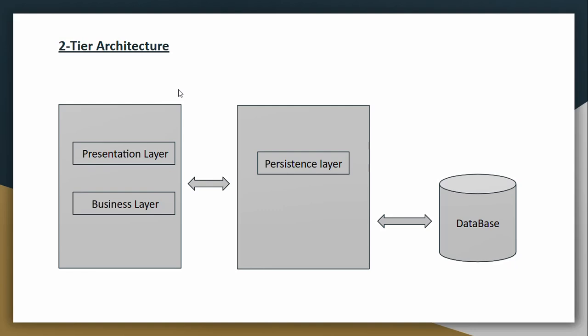two-tier architecture. In the case of the one-tier architecture, we deployed three layers in a single machine. But in the case of the two-tier architecture, we separated the persistence layer to another machine. That means one machine is going to contain the presentation layer and business layer, and the second machine is going to contain the persistence layer. Okay, we divided. So by dividing this, what is the use? By dividing this, we distributed the load across the two machines. That means the performance of the application will be increased.